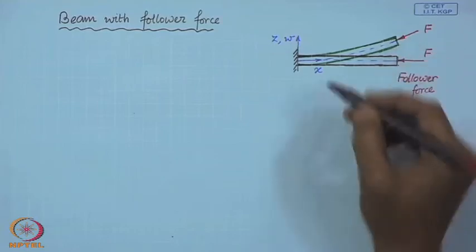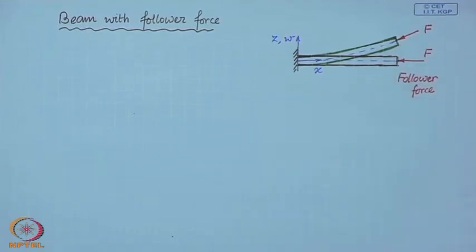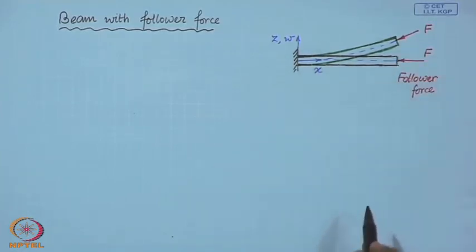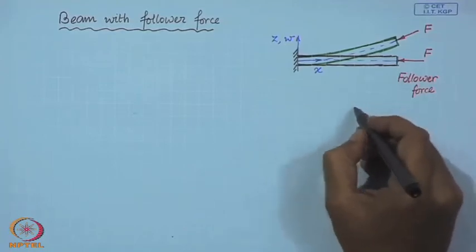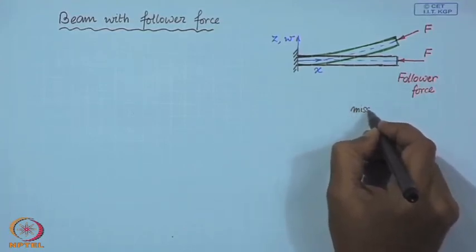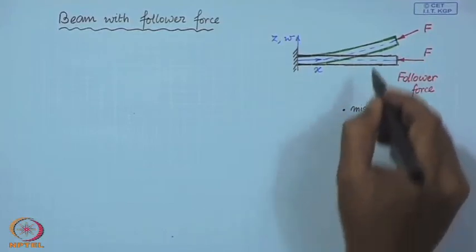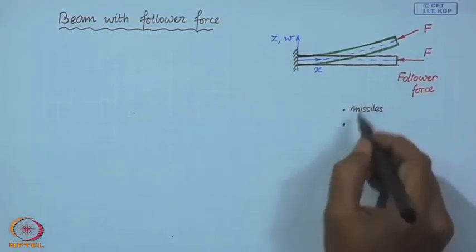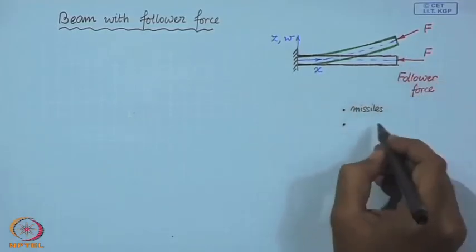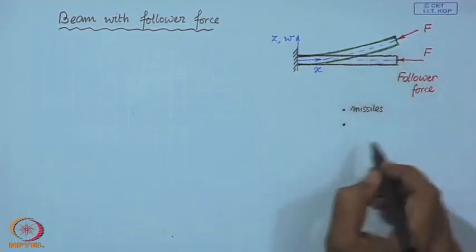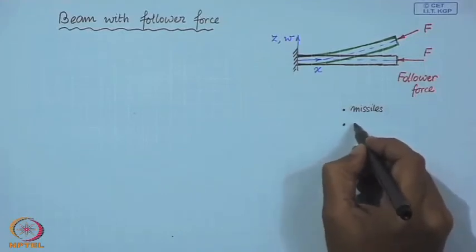So, it follows the tangent to the neutral fiber or the center line of the beam. Now, such examples are observed in missiles. So, this kind of dynamics is observed in missiles, inflexible missiles, so to say, then also in fluid carrying jets.